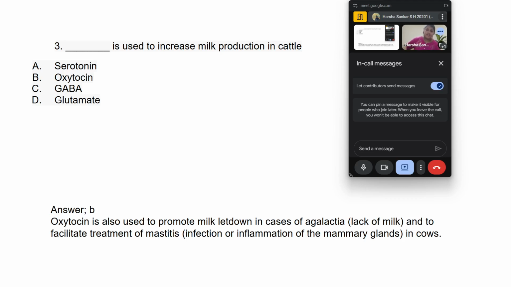In cattle there is also a condition of agalactia, which means the cattle is unable to synthesize milk. So, in order to facilitate milk production, they use oxytocin as a treatment option. Usually this condition occurs in cows whenever there is an infection or inflammation of the mammary glands, so they give oxytocin to cows.